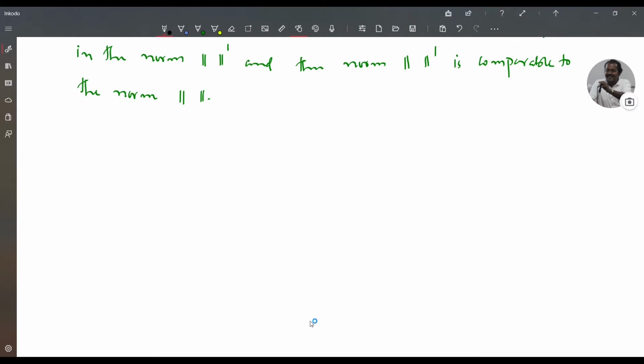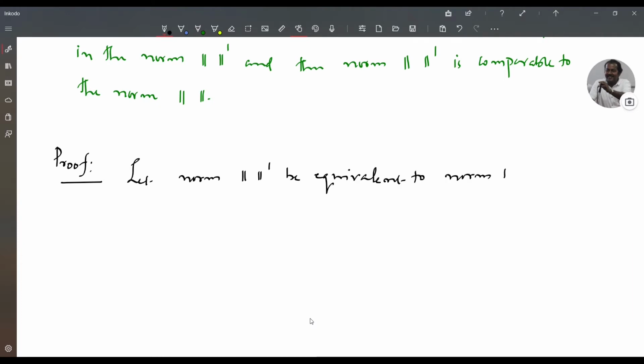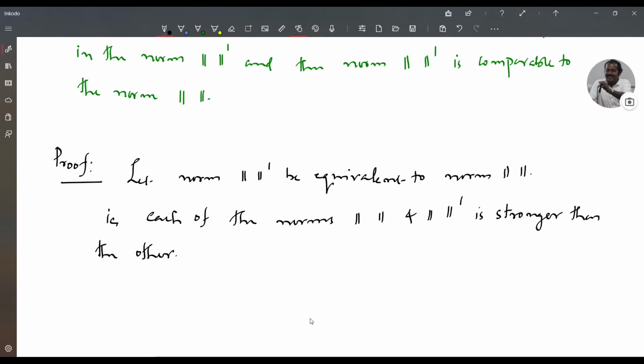So now we prove this theorem. Proof: let norm dash be equivalent to norm. That is, each of the norms, norm and norm dash, is stronger than the other. Therefore, norm and norm dash are comparable.